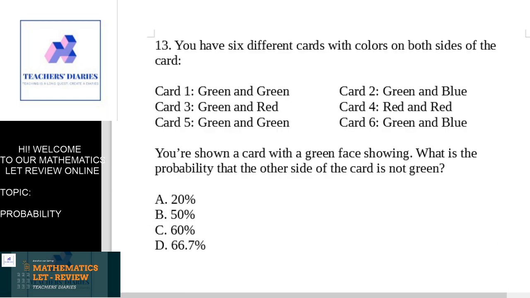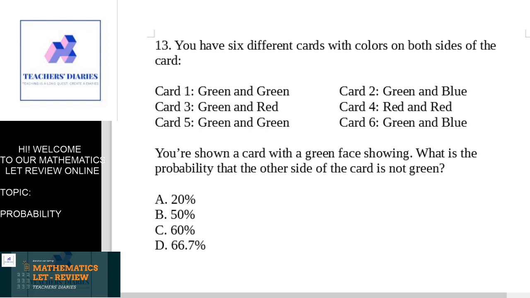Number 13. You have 6 different cards with colors on both sides of the card. The first card is green and green. The second card is green and blue. The third card is green and red. Fourth card, red and red. Fifth card, green and green. Sixth card, green and blue.